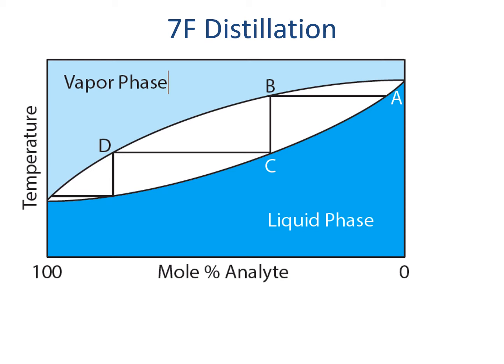If it recondenses, more analyte will fall out into the liquid phase. So now it has a larger concentration of the analyte. We could repeat going from C to D and then condensing out and repeat as many times as we need to purify the mixture by multiple distillations.